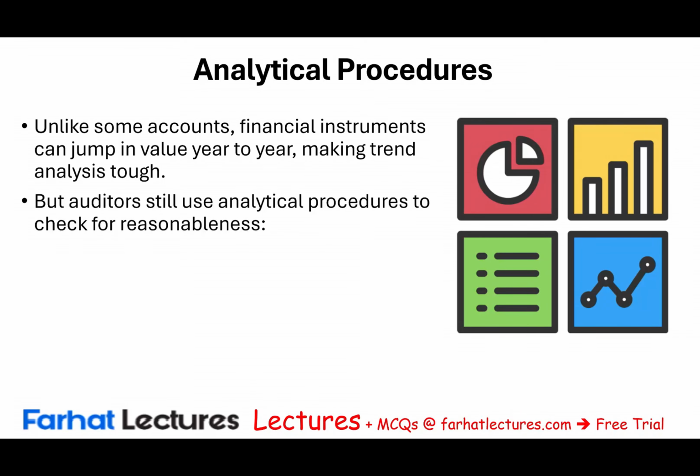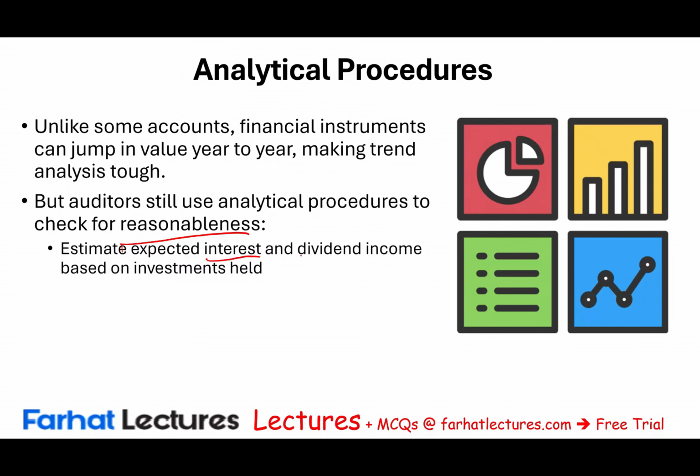Nevertheless, you could still use them, but they're not as useful as in other cycles like property, plant, and equipment, like payroll. They're useful when it comes to reasonableness. What do I mean by this? Well, when you're estimating interest and dividend income, it's good to use analytical procedures. What does that mean? If the company holds $1 million worth of bonds and the average interest rate overall is 5%, you would expect to have $50,000 in interest income.